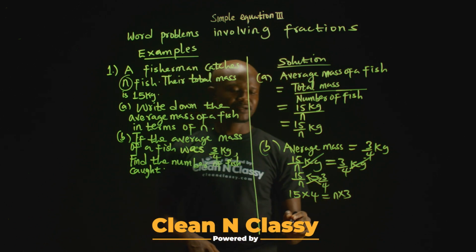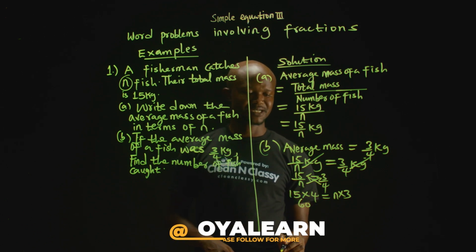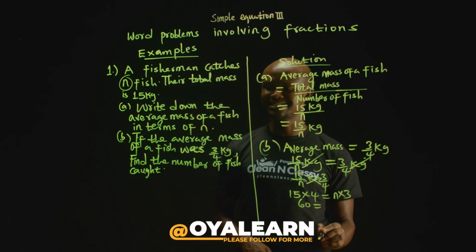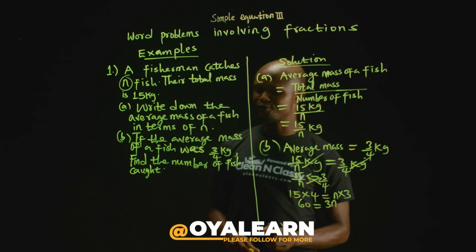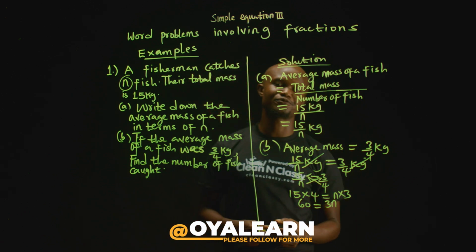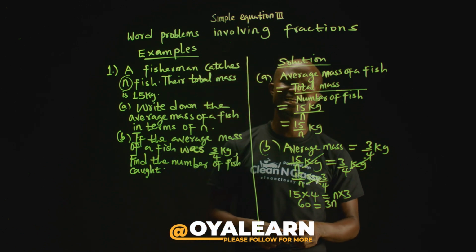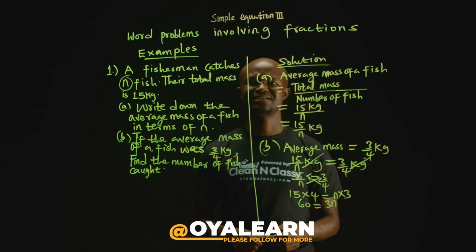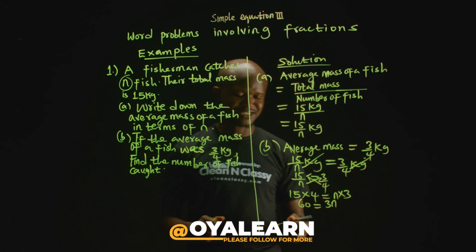Now, 15 times 4 is 60, equal to n times 3, that is 3n. Now, for us to find the value of n, we divide both sides by the coefficient of n. What is the coefficient of n? The coefficient of n is 3. Then we divide both sides by 3.